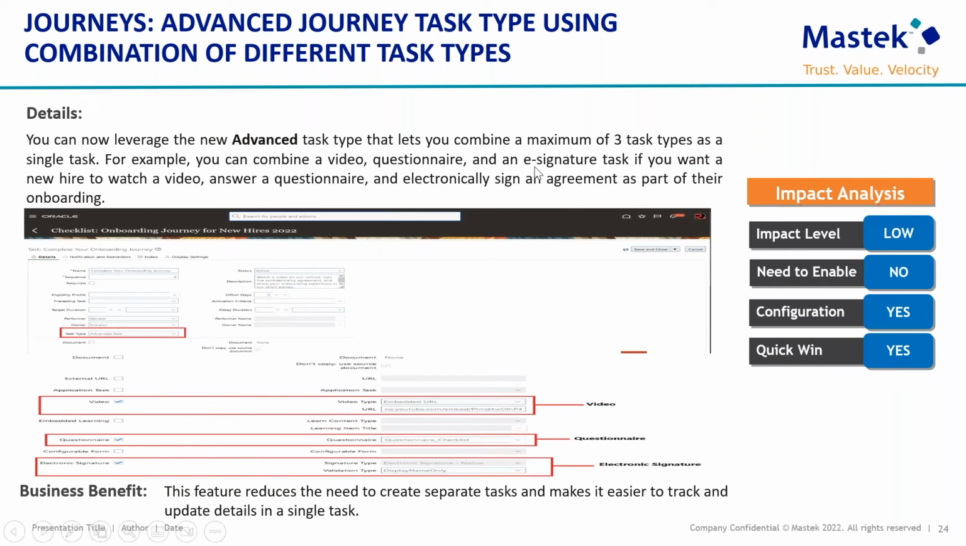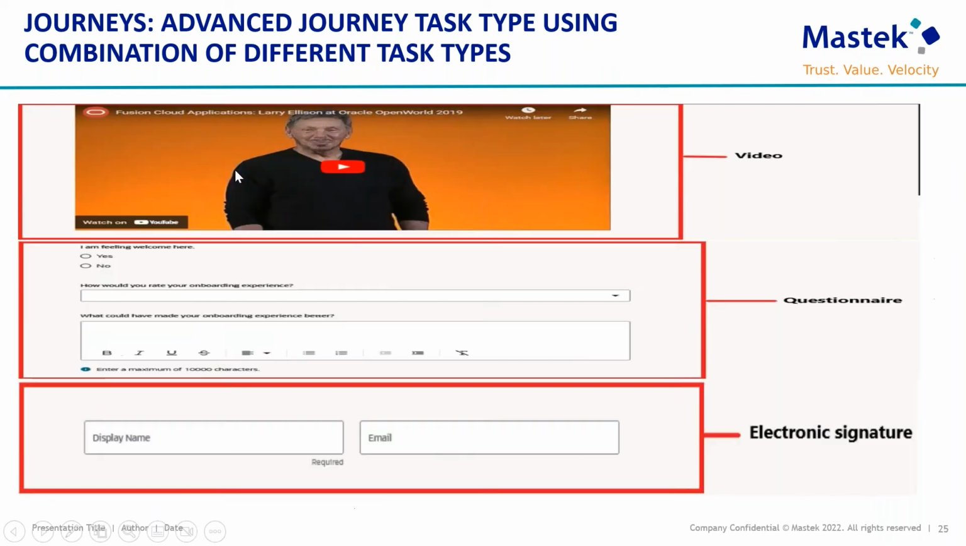Like if you take an example of the configuration, when you configure a task type as advanced and include 3 different tasks of viewing a video, adding a questionnaire and an e-signature, then it would come into one single task as shown here.